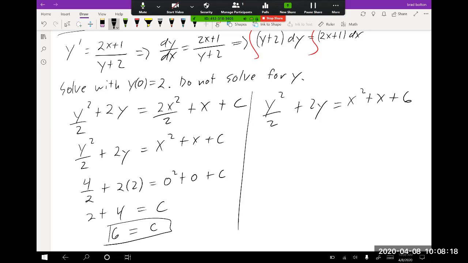Yeah, and that's why they don't want you to try to solve for y, because it would be kind of impossible or very, very difficult. So this would be our solution to the differential equation.